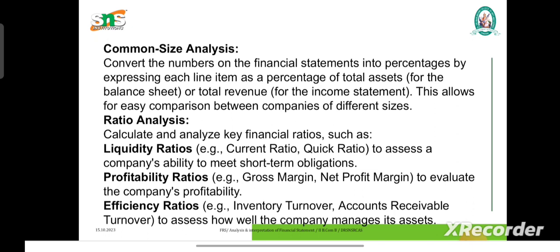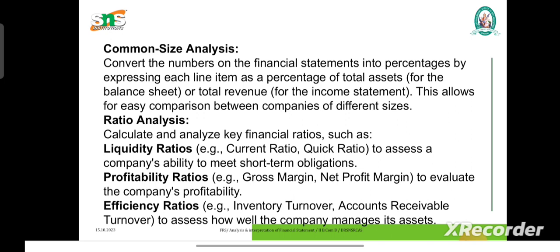Next one is ratio analysis. Calculate and analyze key financial ratios, such as, first one is liquidity ratio. Examples are current ratio and quick ratio, to assess the company's ability to meet short-term obligations. Next one is profitability ratio. The examples are gross margin and net profit margin, to evaluate the company's profitability.